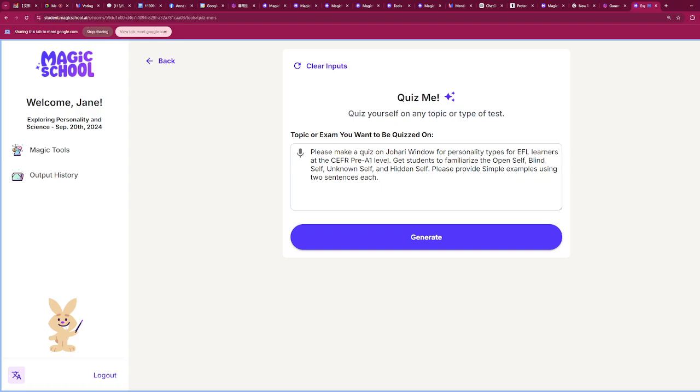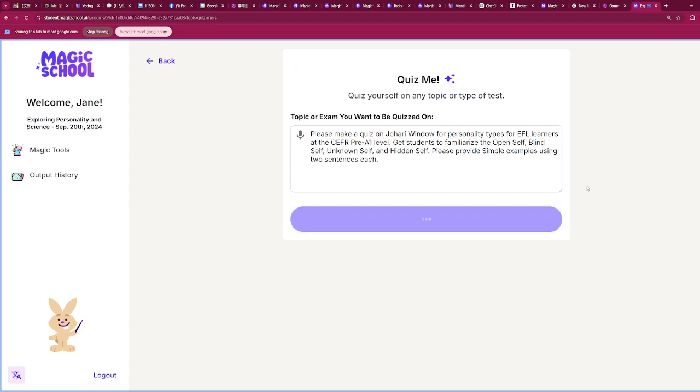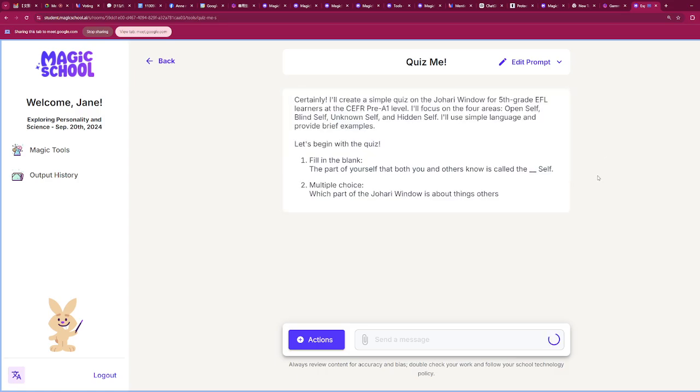If we were to get to know these terms in one sitting or one class, so provide them with ample practice through MagicSchool Quiz Me. I think let's take a look at the examples. I also listed down provide simple examples using 2 sentences each, so that it does not get too complicated.